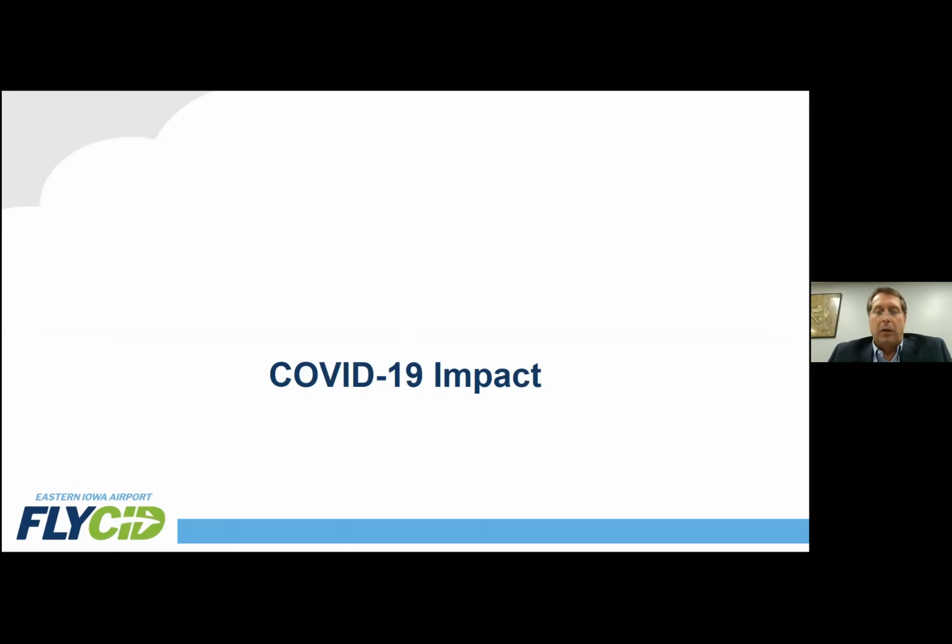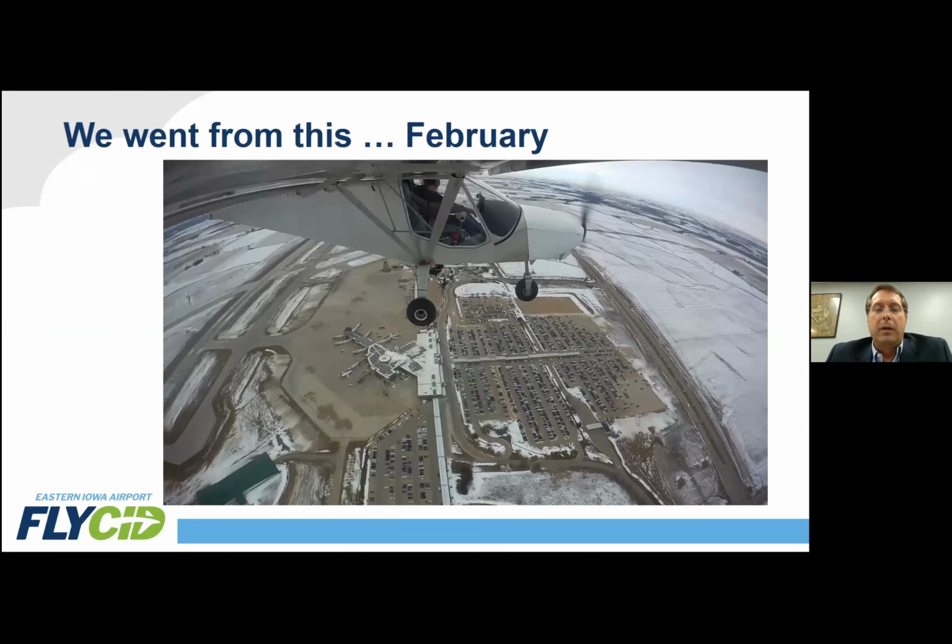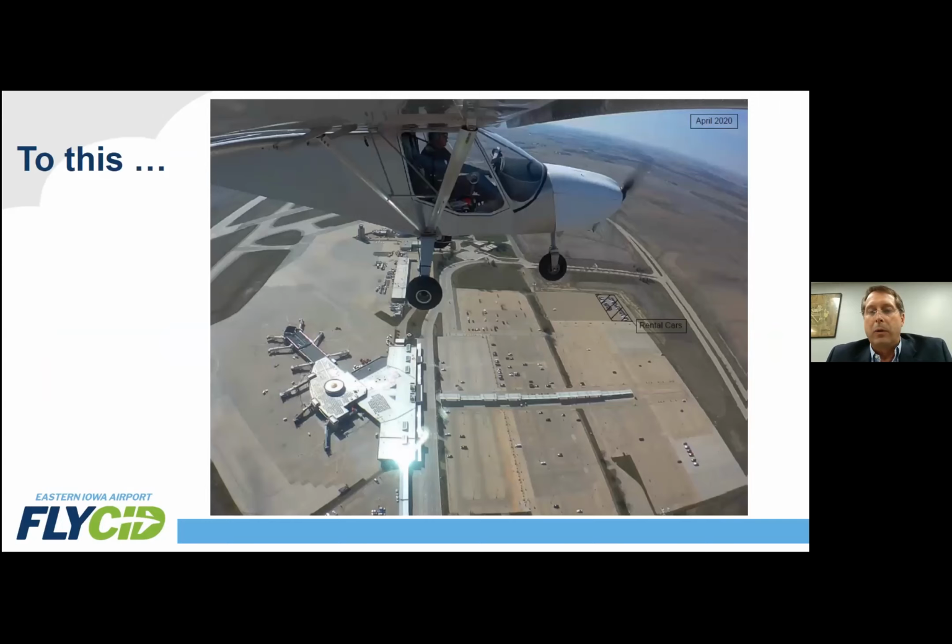So then COVID-19. One of our local pilots actually took a snapshot of what things were looking like in our parking lot in February. And then in April, we looked like this. So we went from about 200 total parking stalls available in the lot to roughly 200 cars in the lot and over 2,000 stalls available. So a dramatic shift and quite honestly, it's been a free fall for us in revenue and passengers overall.